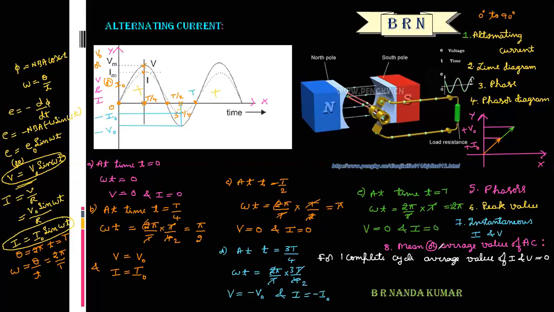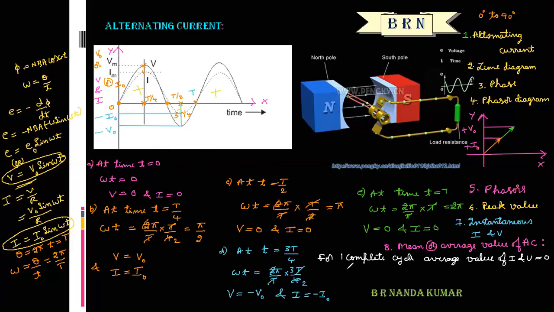Okay, the average value is measured only for half cycle. For one complete cycle, what is average value? That is equal to 0. That is why average value of alternating current or alternating voltage is measured over half cycle. This is the meaning of average value. Average value of alternating current is measured over half cycle.